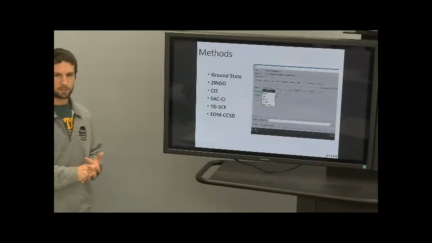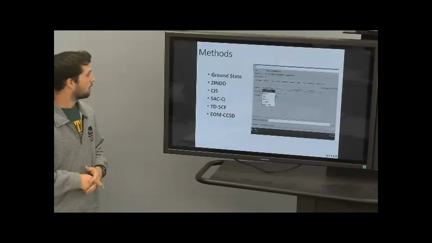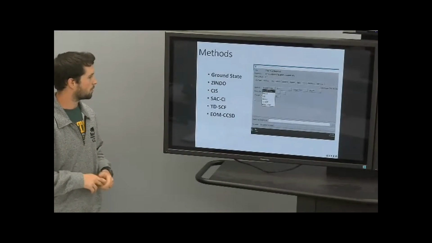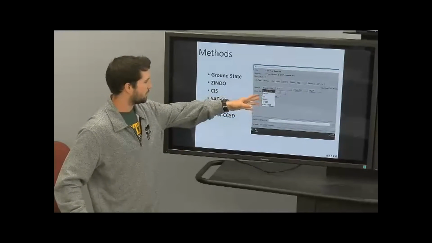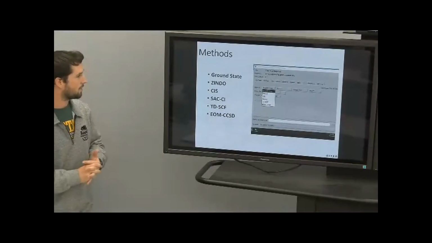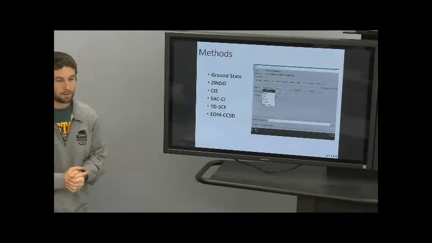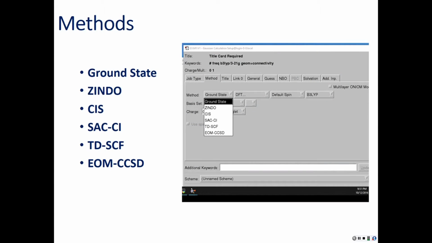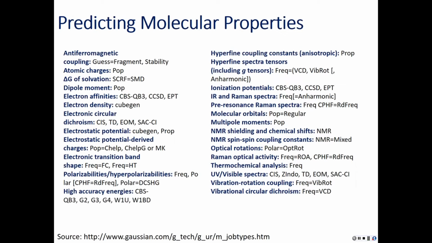So this was covered in more detail two presentations ago, but you also have these different methods: Zindo, CIS, SA, CL. These all will do different things, which was talked about. So we can use these different methods to predict different molecular properties.